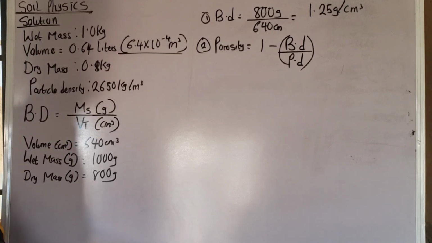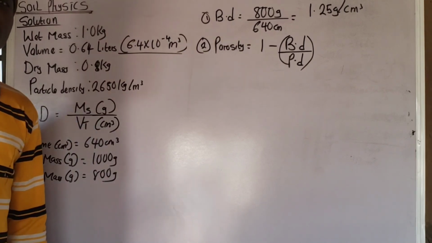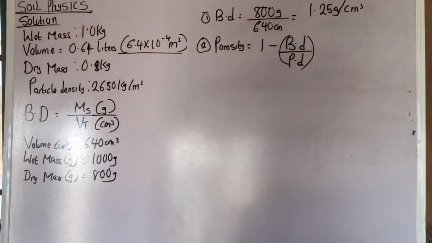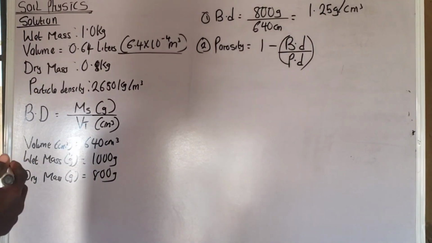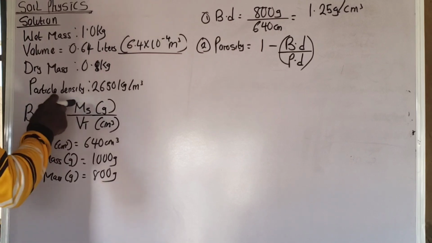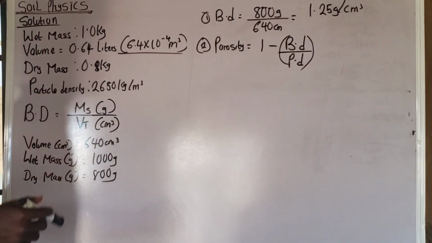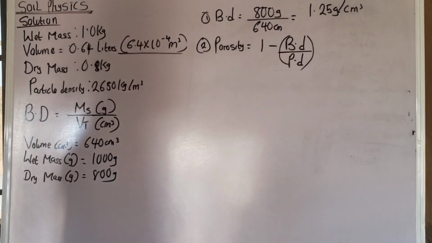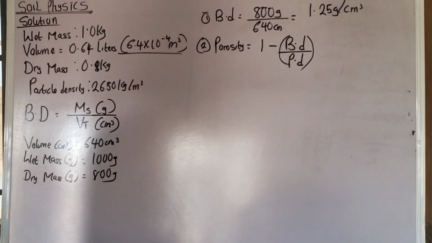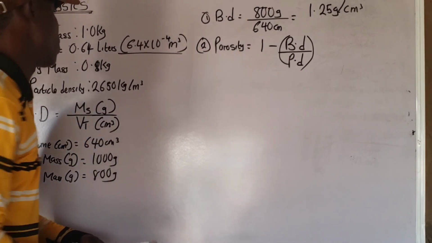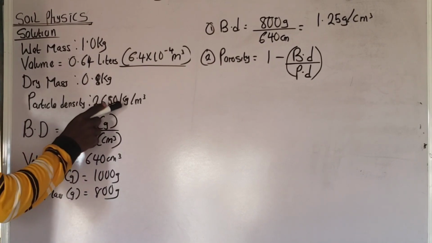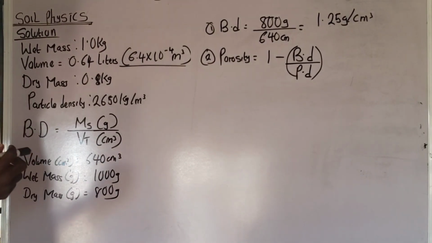In our previous class, the particle density that we were given was in gram per centimeter cube, so we used it directly. But in this video, in these questions, the particle density that we're given is in kilogram per meter cube. So I have to change the particle density from kilogram per meter cube to gram per centimeter cube. Now, how do we do that? It is very simple. I want you to pay attention. Let us convert the particle density from kilogram per meter cube to gram per centimeter cube.